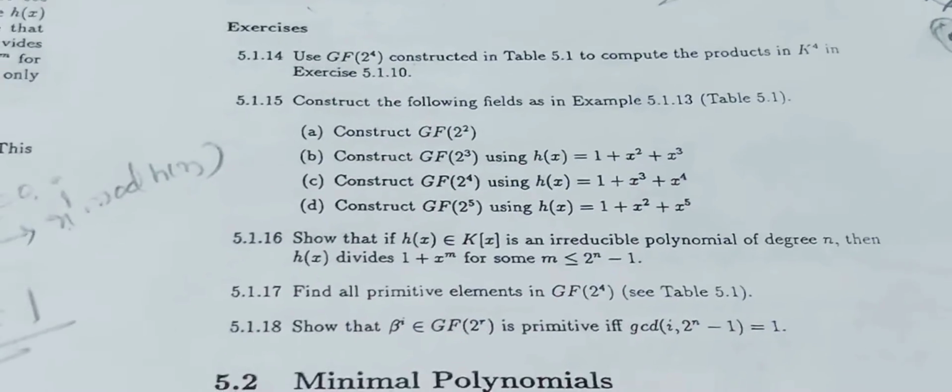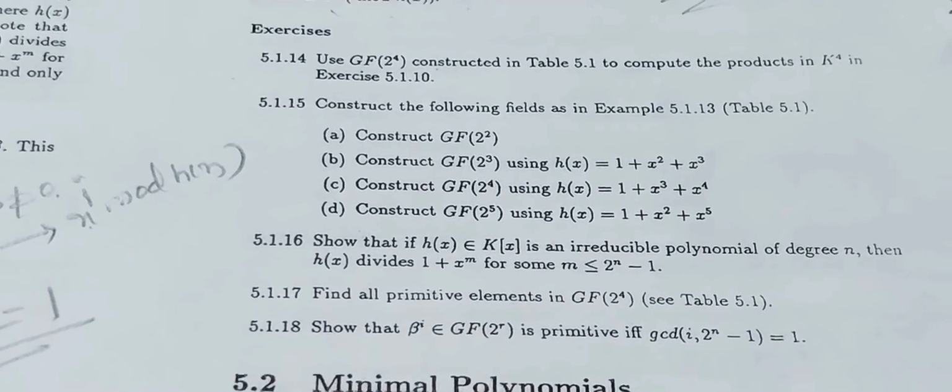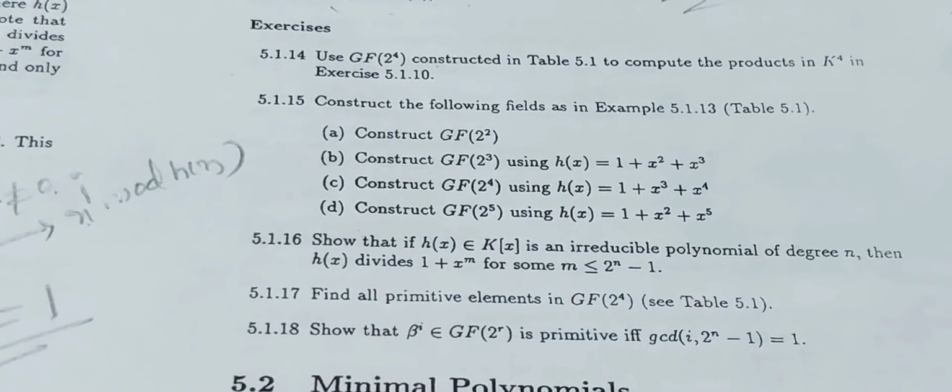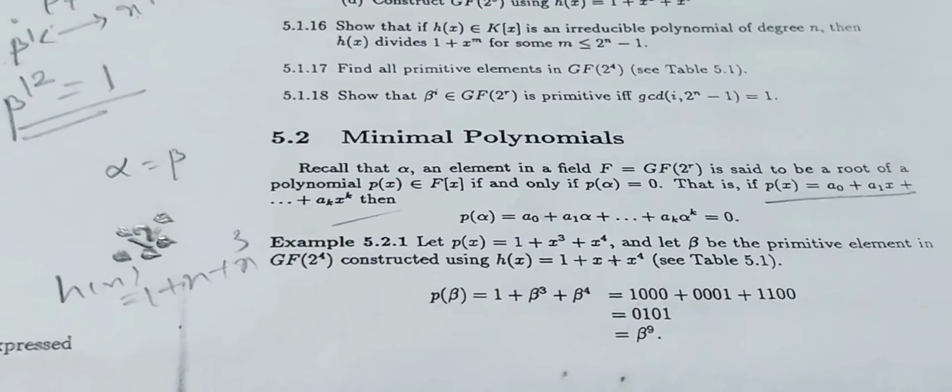This is the theorem, so that is how Galois field constructions are done. You can do these two elements. These are exercise problems, you have to check it. And the next one is minimal polynomial.